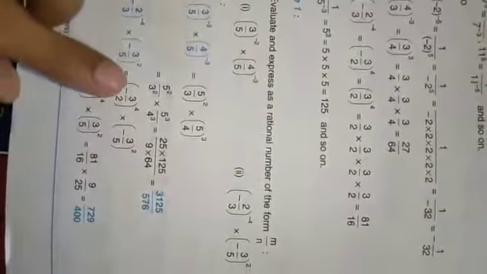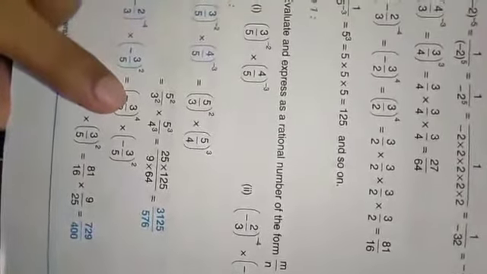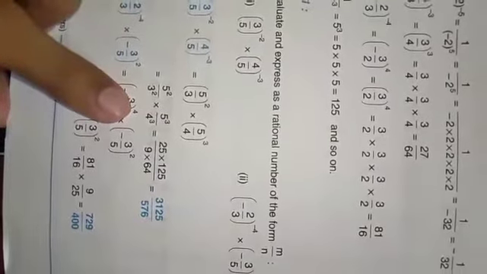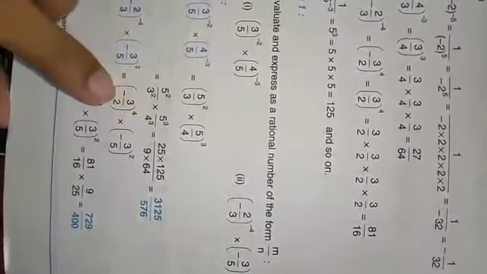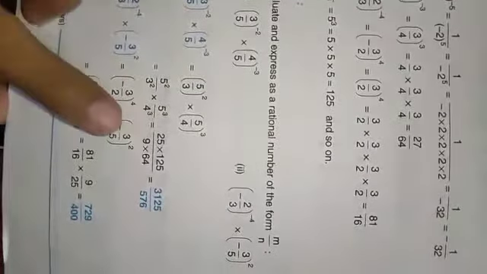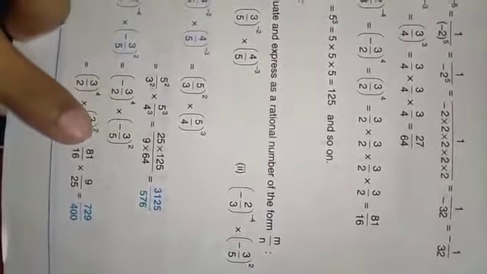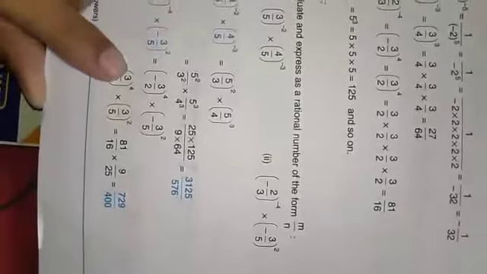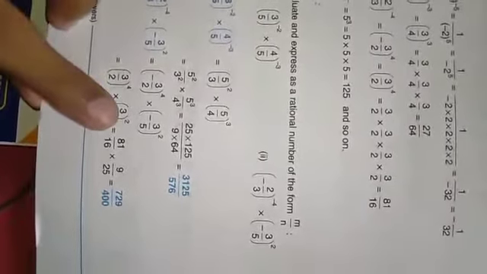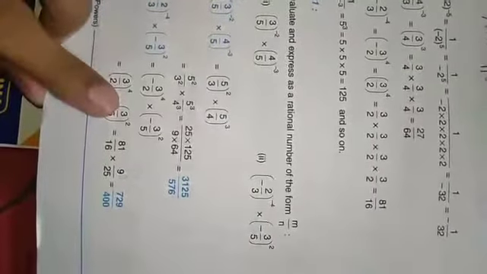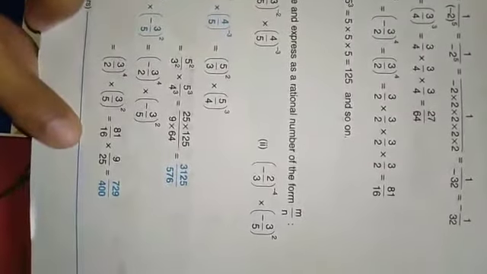Now there is a negative sign and the power is even, isn't it? So we know that then the value will be positive. So we can write it like (3/2) whole to the power 4, and here also the power is even. So we can write it (3/5) whole to the power 2. Now we can write it like 3 to the power 4 by 2 to the power 4 into 3 to the power 2 by 5 to the power 2, isn't it? So that means 3 to the power 4 into 3 to the power 2 by 2 to the power 4 into 5 to the power 2, isn't it?